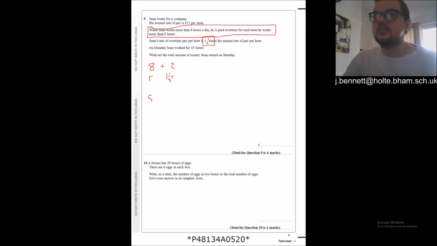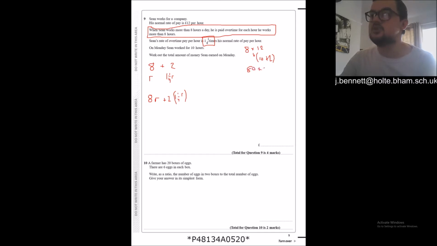So we're going to say that this is 8R plus 2 lots of 1.25R. So 8 lots of R is 8 times 12. Let's work that out. 8 times 12. We can split this 12 into 10 plus 2. 8 times 10 is 80.